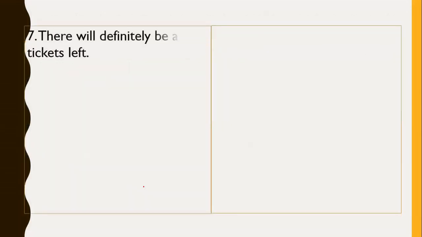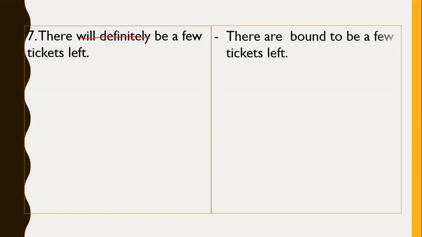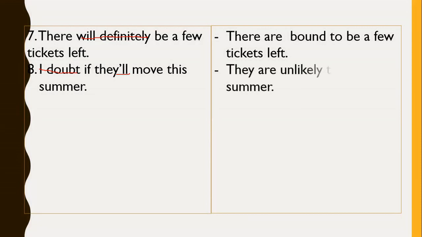Number seven: there will definitely be a few tickets left. Remove will definitely. Will definitely makes this statement a prediction with certainty. So you replace definitely with bound to. There are bound to be a few tickets left. Number eight: I doubt if they will move this summer. Remove I doubt, it becomes negative. Will only shows probability, and the negative of probability, likely to, is unlikely to. So they are unlikely to move this summer.